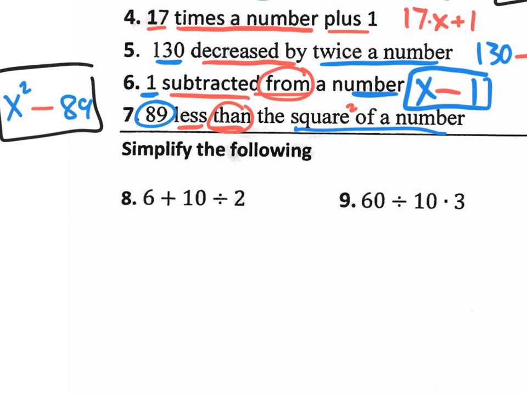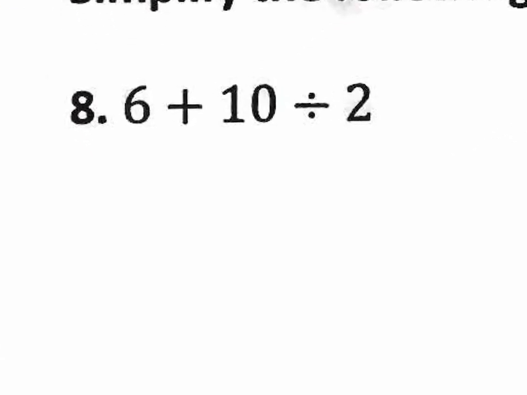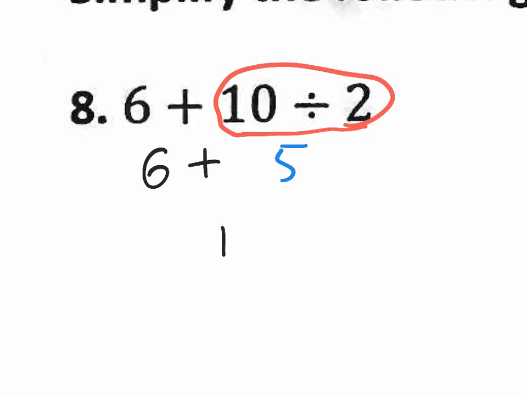Let's move on to simplifying using PEMDAS. Okay, so we have two operations here. We have addition and division. If you think about PEMDAS, division comes first, the correct order of operations. So when we go 10 divided by 2, we get 5. So we have a 5 right there. Let's bring down the 6 and also the plus. And 6 plus 5 is 11. And we're done. Let's move on.